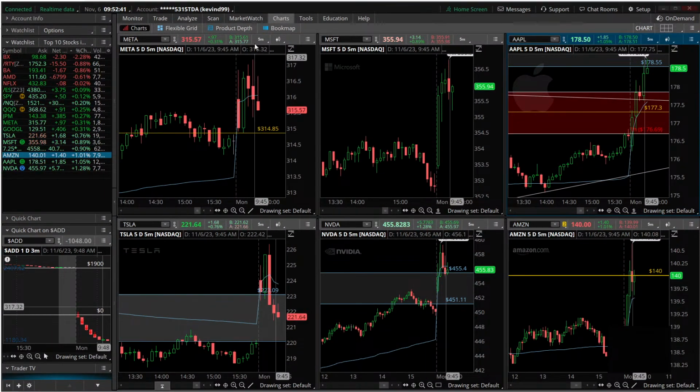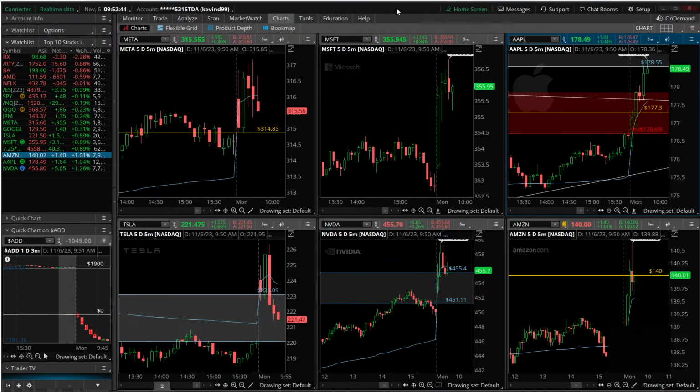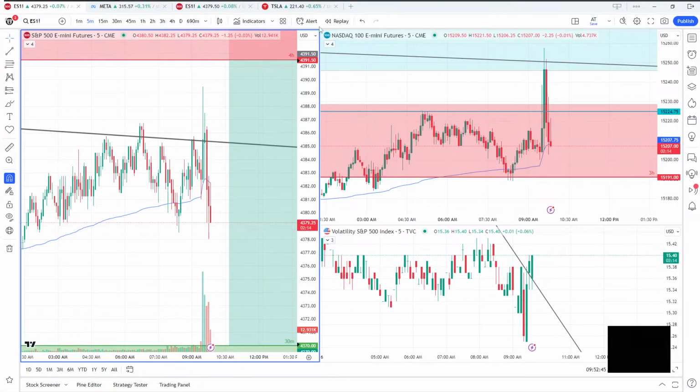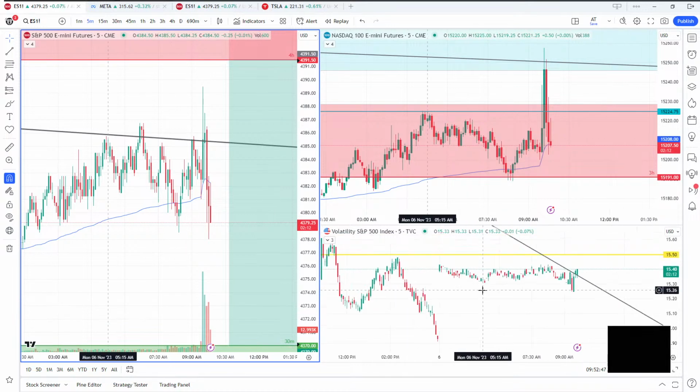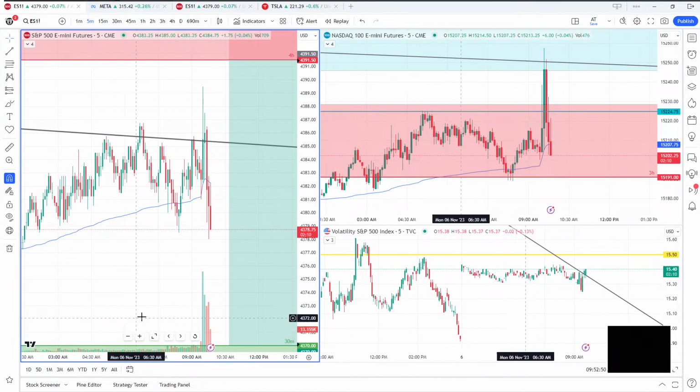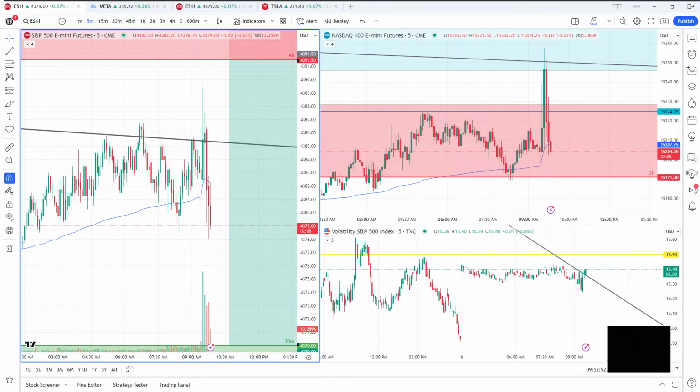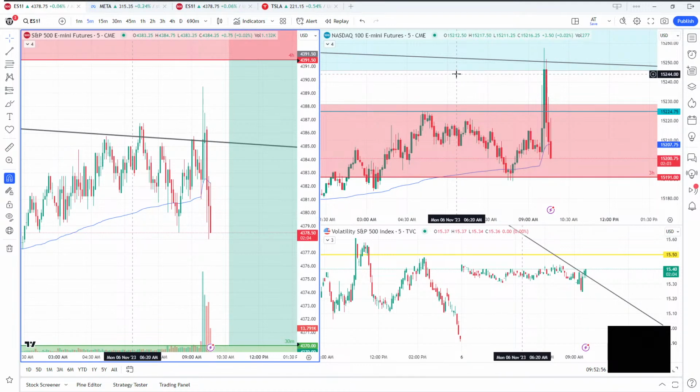Nice rejections on Tesla, Meta, Apple rejecting this area of interest again, making me think bears will want to take this lower. Yep, there we go. Nice move lower. Nice, nice, nice.